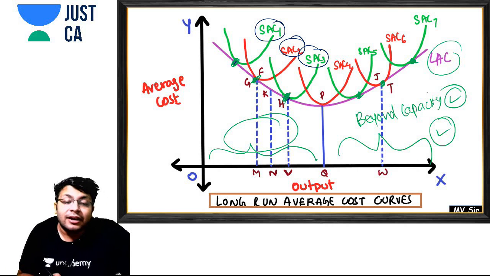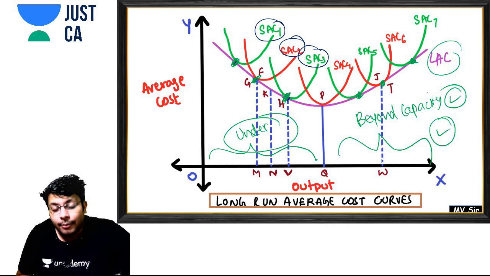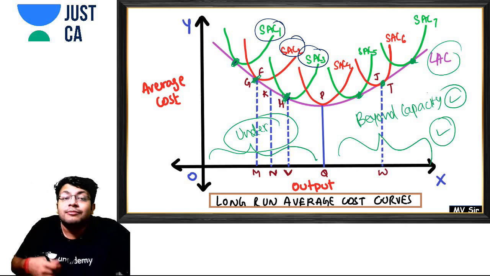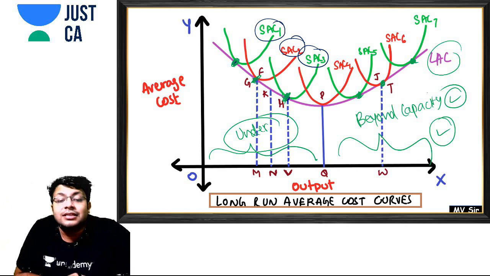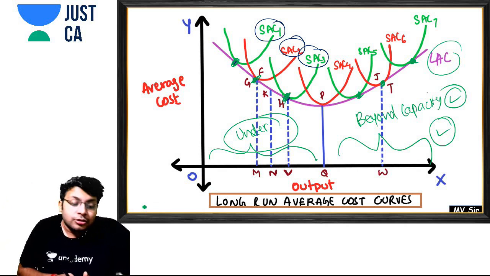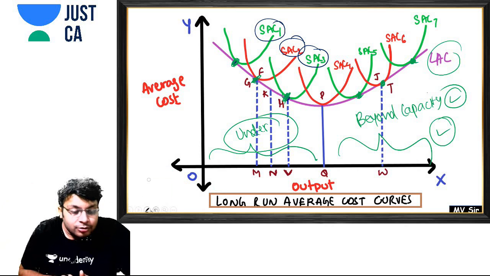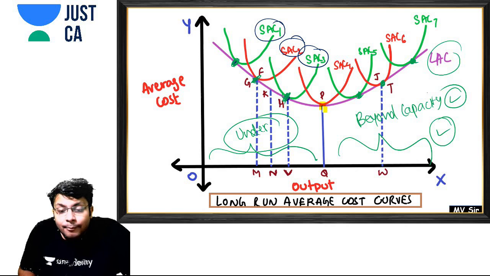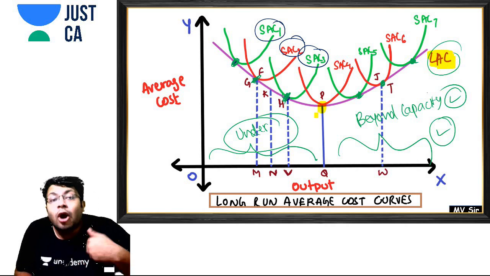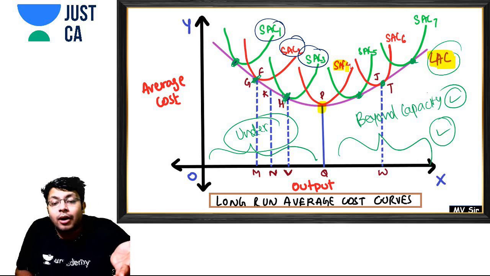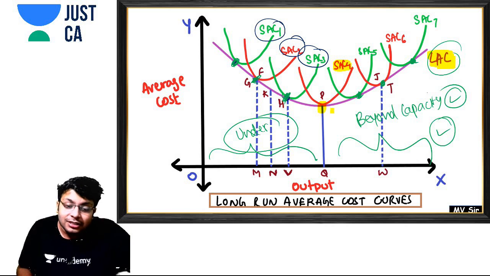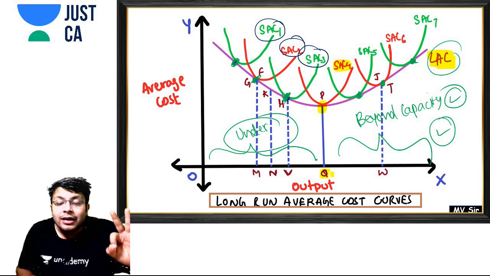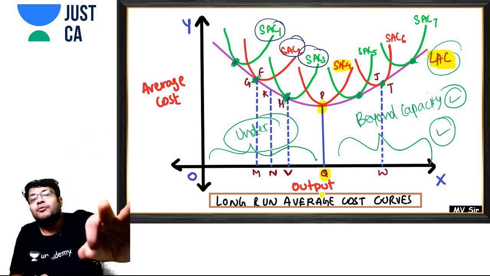If I'm underutilizing my factory, or using my factory less than its full capacity, again my cost will be more. So that is why I should always choose to produce at the minimum point of the long run average cost curve. The minimum point of the long run average cost curve corresponds to the minimum point of a particular short run average cost curve, and at this point you get the optimum capacity of production.